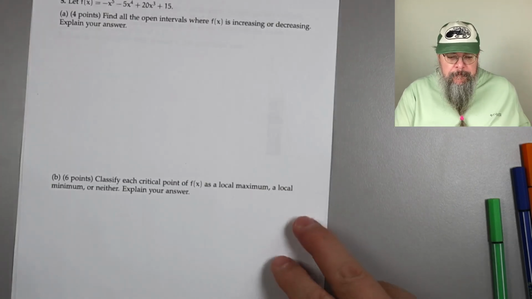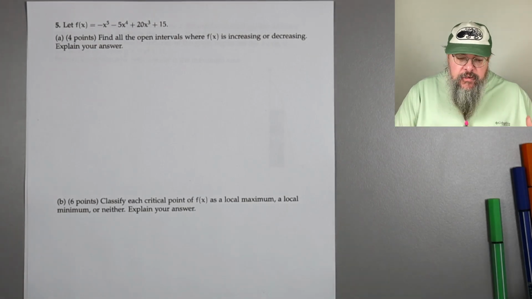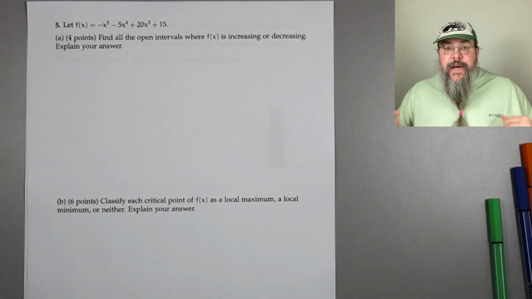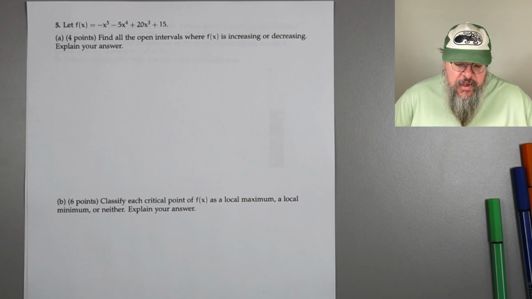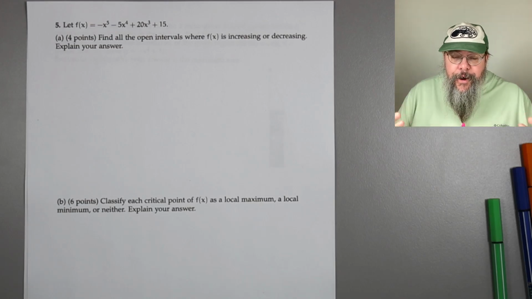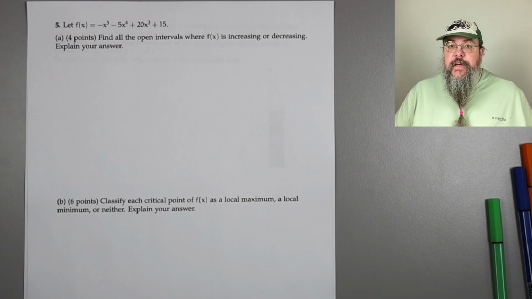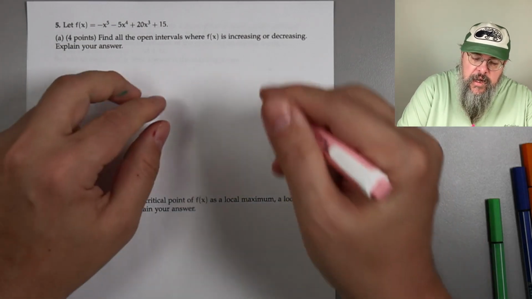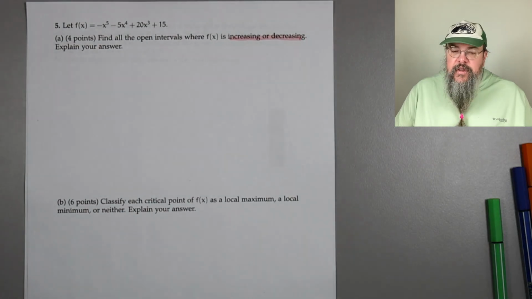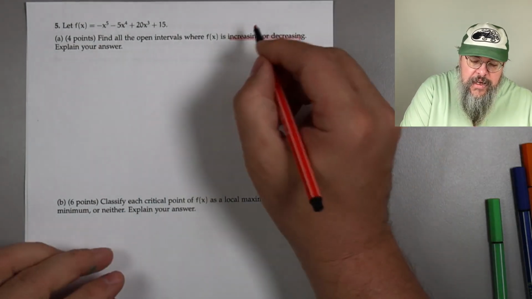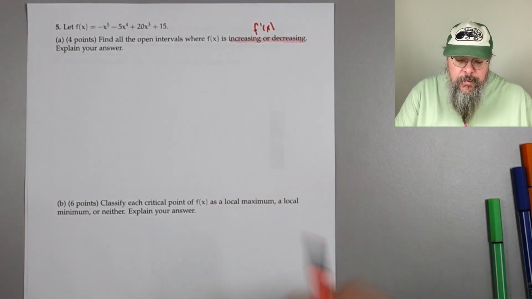We move along. Number 5. Let f of x equals negative x to the 5th minus 5x to the 4th plus 20x cubed plus 15. We need to find all open intervals where f of x is increasing or decreasing. Explain your answer. Now, increasing, decreasing, that's code. That's really saying, look at f prime of x. So that's what we're going to look at.